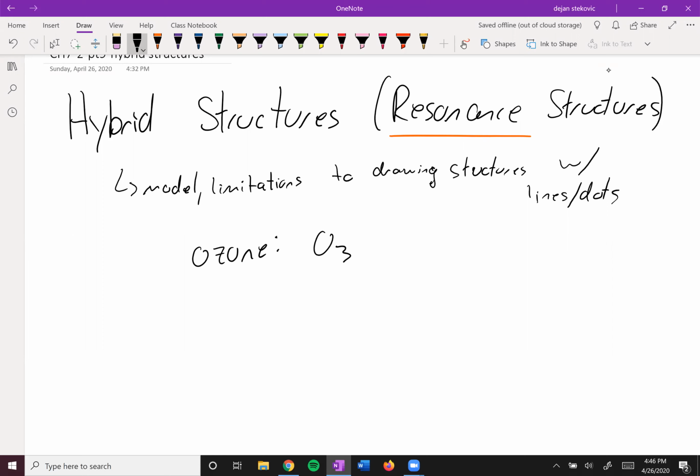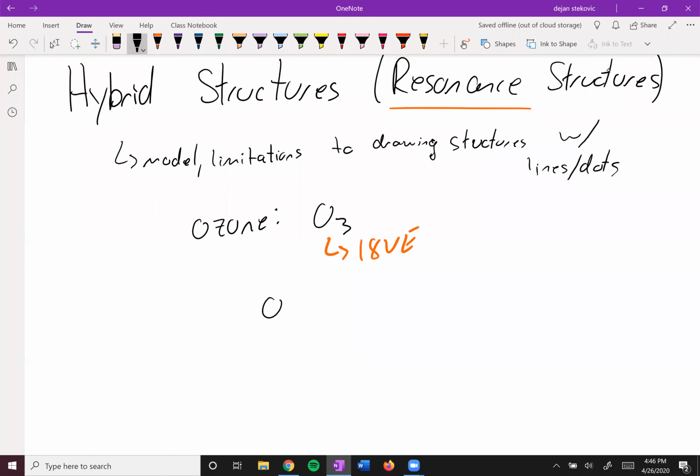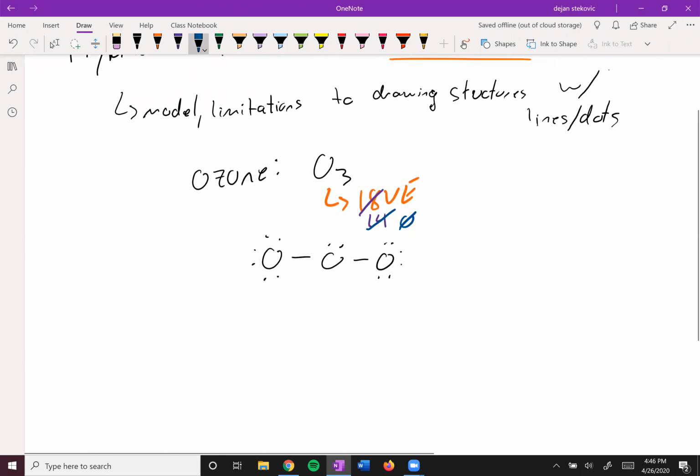So for example, ozone is O3. Oxygen has 6 valence electrons, so that's 18 total for 3 of them. If we draw out oxygen like this, we use up 4 of the electrons, so we've got 14 left. We can put 6 on each one on the outside and then 2 on the middle. If you've got all the same atom and you're wondering which one to give an octet first, start with the terminal ones first. And so now we've got choices.